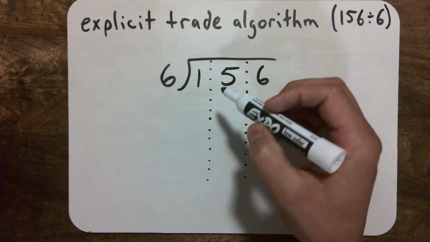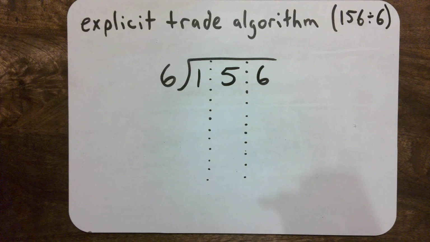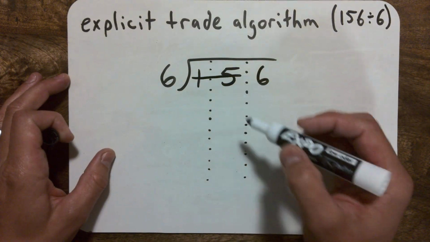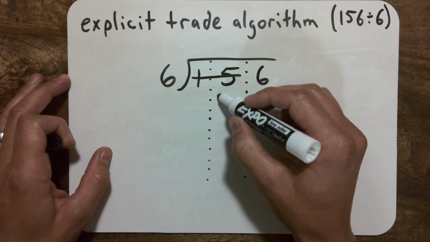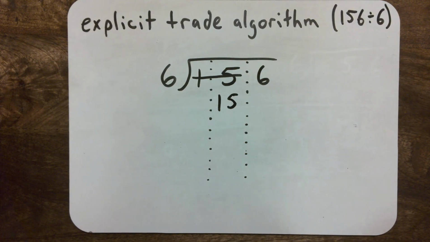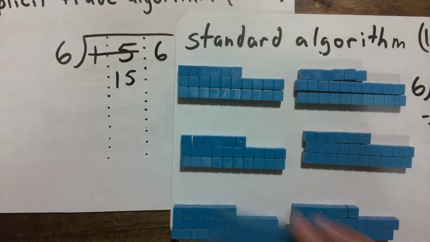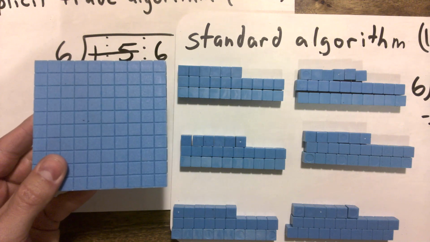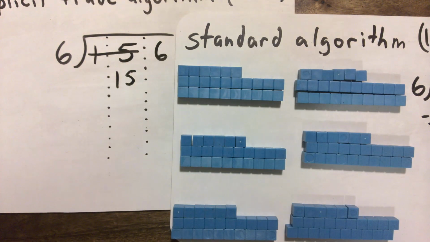So again, if I had 100, the first thing I did in that concrete model was I ungrouped this and thought of that as 10 tens. In the explicit trade algorithm, we're actually going to just cross these off. So rather than thinking of this as 100 and 5 tens, I'm just going to think of that as 15 tens, because that first thing I did, I had this 100, I exchanged that for 10 tens. I ungrouped this, so then I had a total of 15 tens in my model.